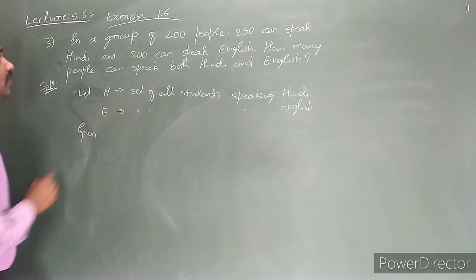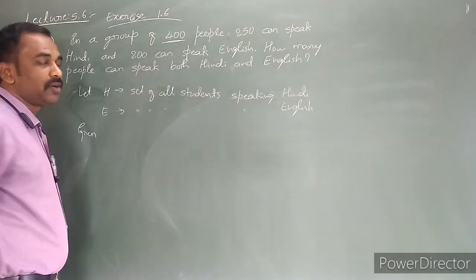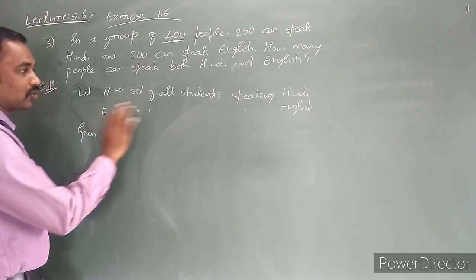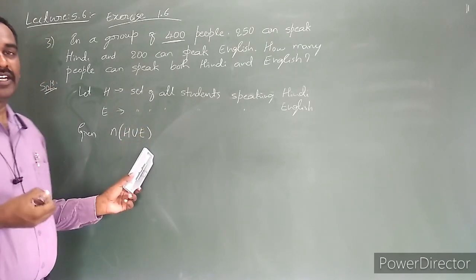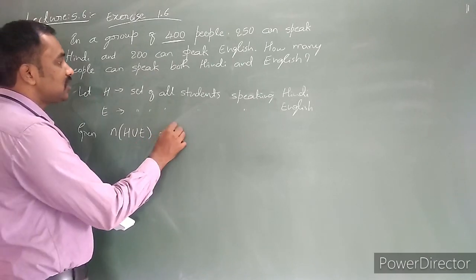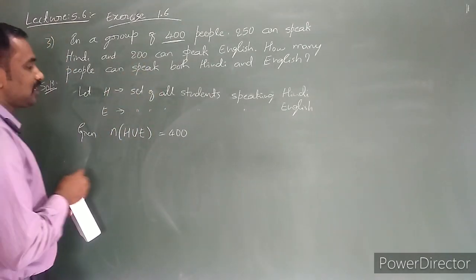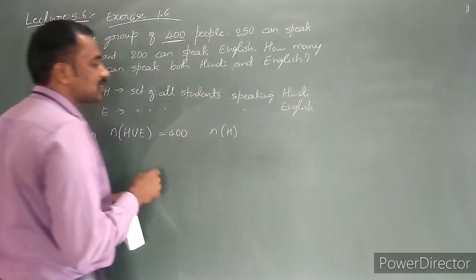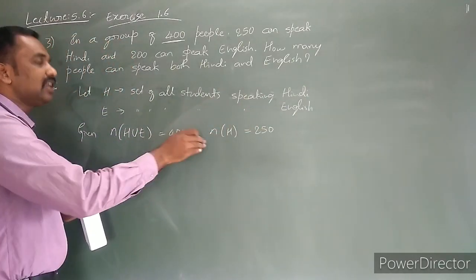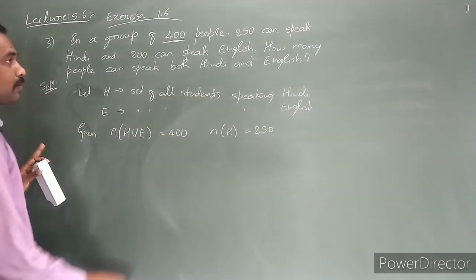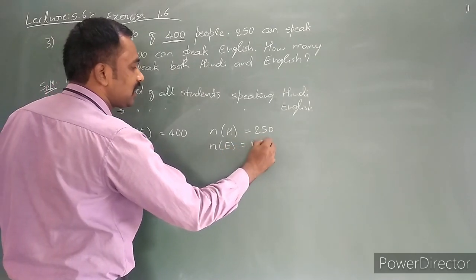What is given? In a group of 400 people, 250 can speak Hindi. What is this 400? The group is nothing but the union of the students who are speaking Hindi and English, so n of H union E is equal to 400. The union of these two sets is 400. Next, 250 can speak Hindi. That means n of H is 250. Not only are they speaking Hindi; out of the 250, some students are there who are speaking English also. And 200 can speak English. That means n of E is 200.